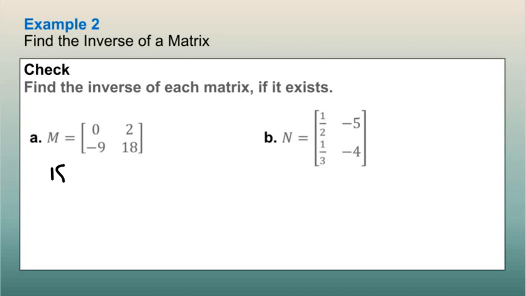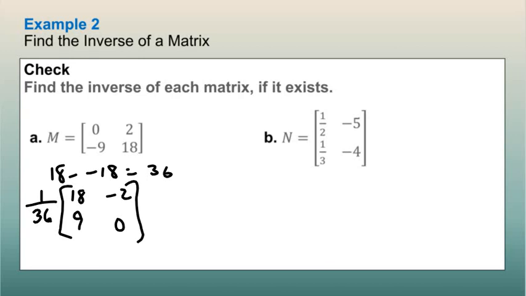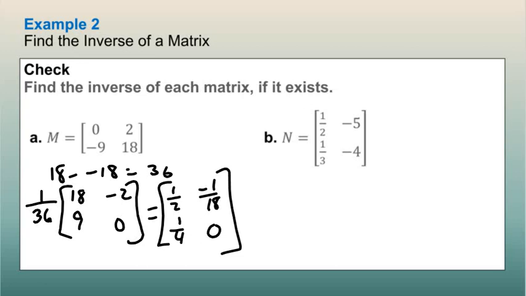Next, find the inverse of these. Again, here I'll have 18 minus a negative 18, which gives me 36. 1 over 36 times, this would be 18, 0 here, negative 2, positive 9. This will give us 1 over 2. This will give us negative 1 over 18. This will give us 1 over 4. And this will give us 0. So there's our inverse.